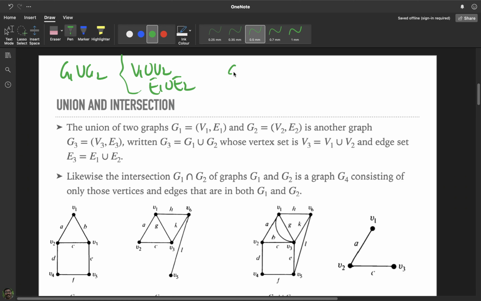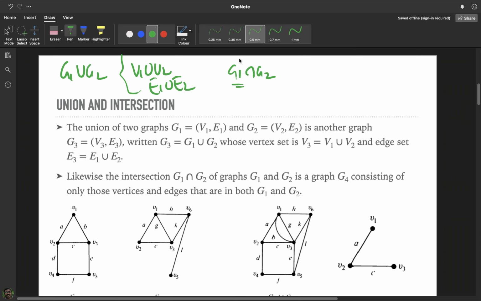But similarly, the similar concept is G1 intersection G2. So as you can guess, it consists of all the vertices and edges which are lying in both G1 and G2. So it should lie in both G1 and G2, and also you have to remember that the end vertices should be the same also. So that is the concept of G1 intersection G2.